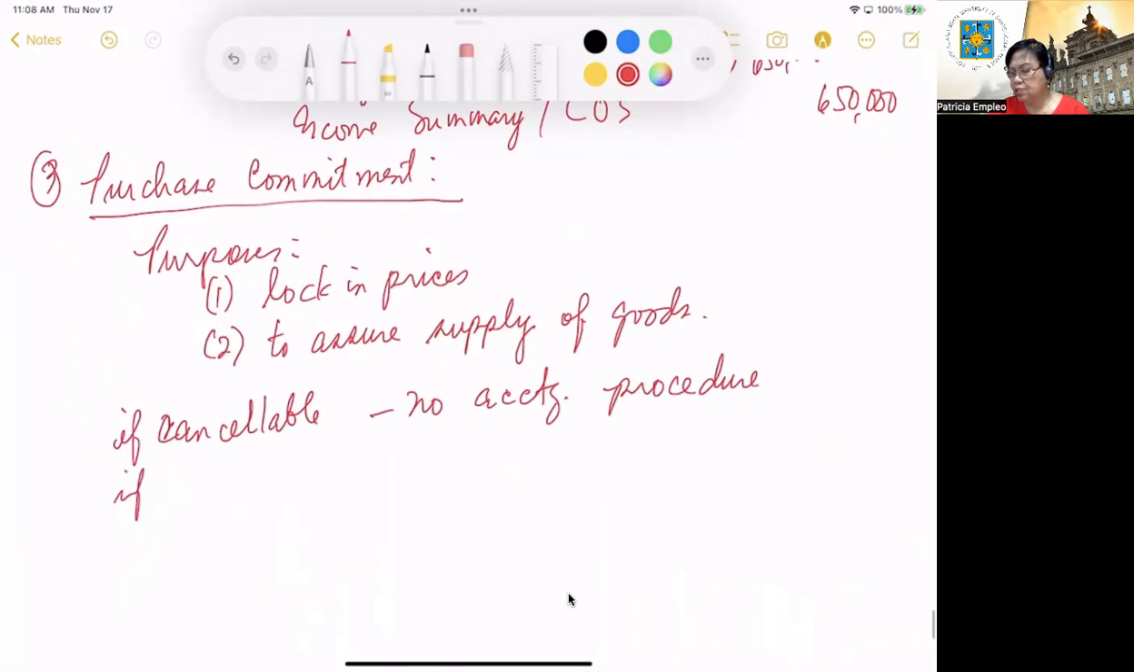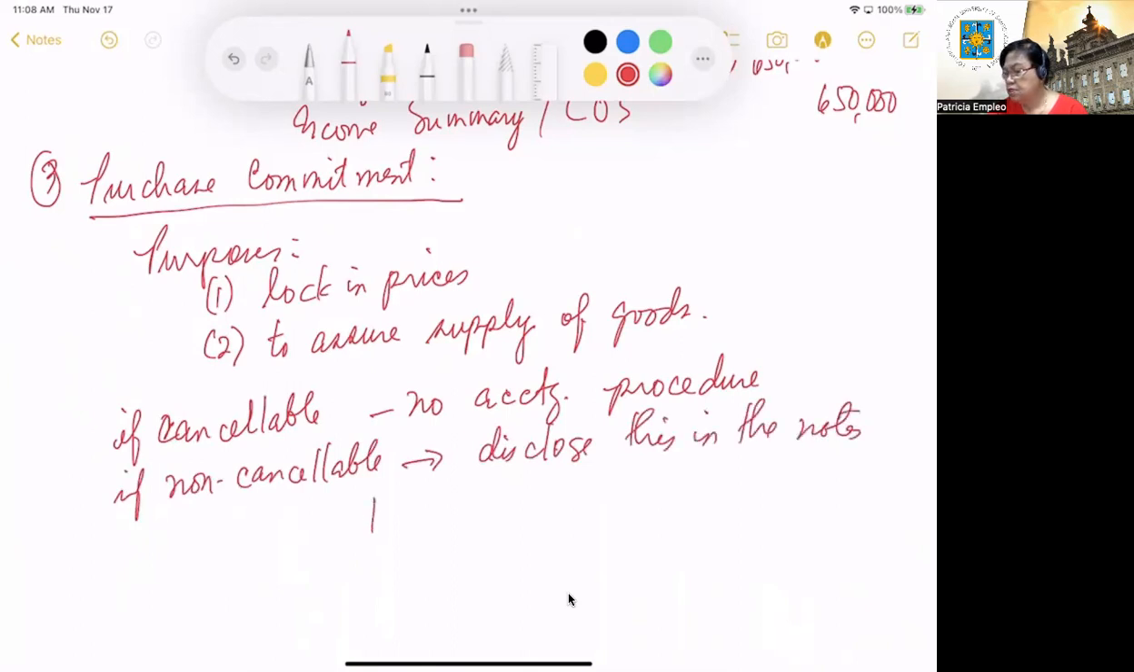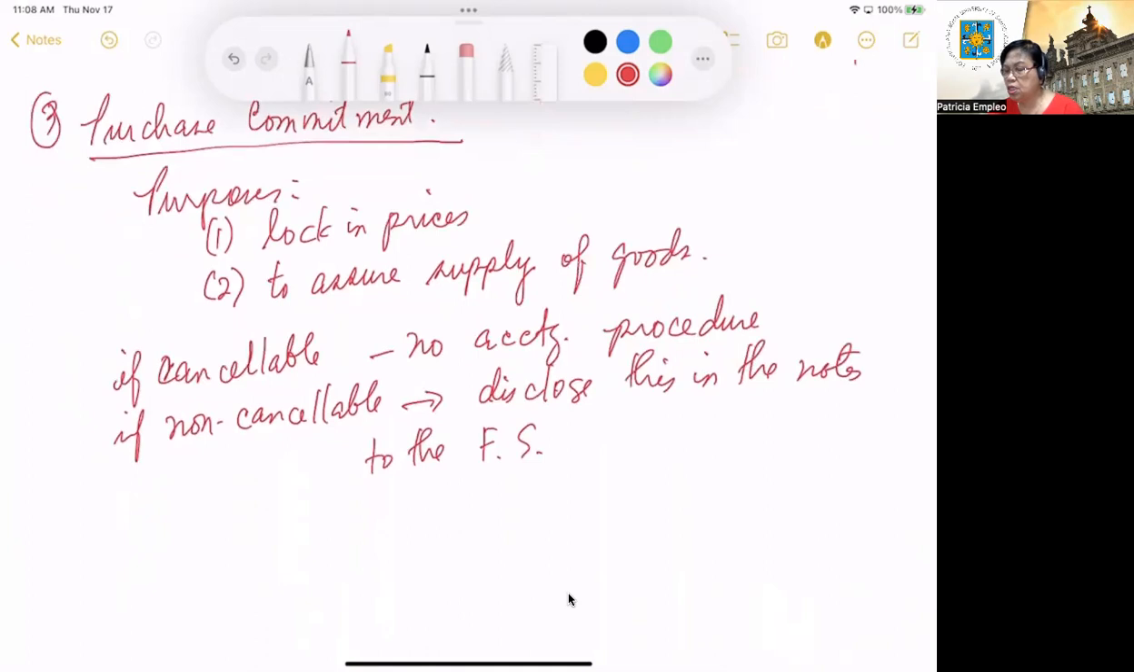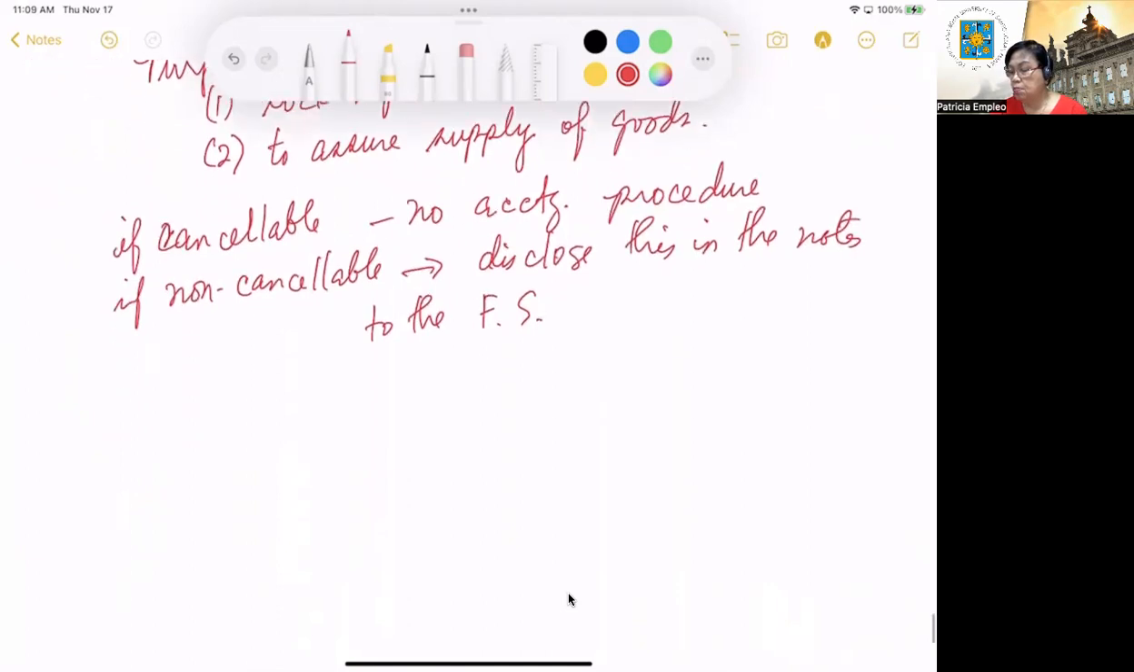If it is non-cancelable, you have to disclose this in the notes to the financial statements. You will narrate that you entered into a purchase commitment for so many units of product at a designated purchase price.